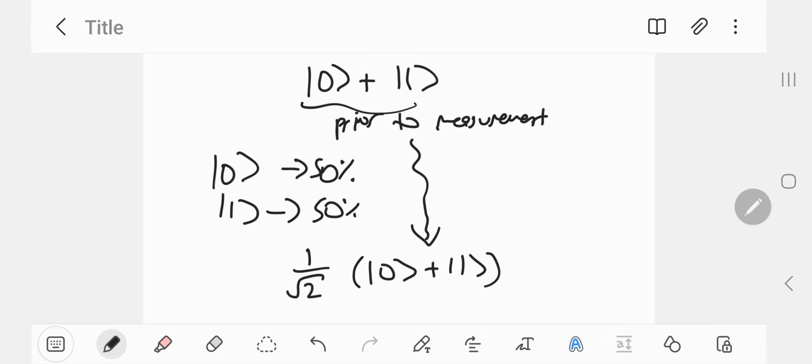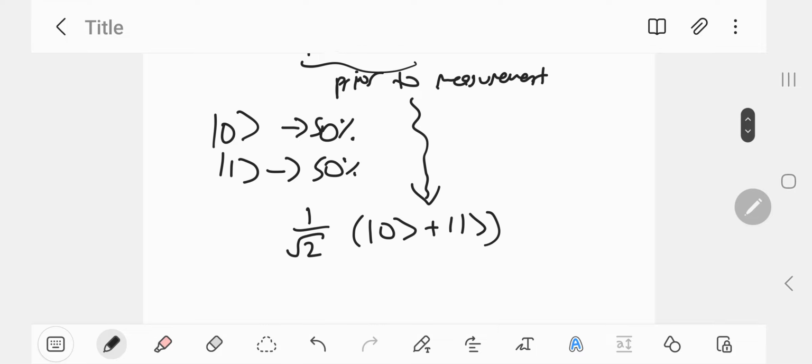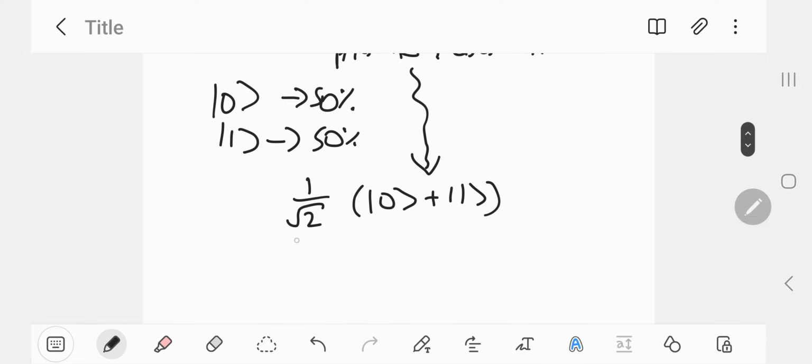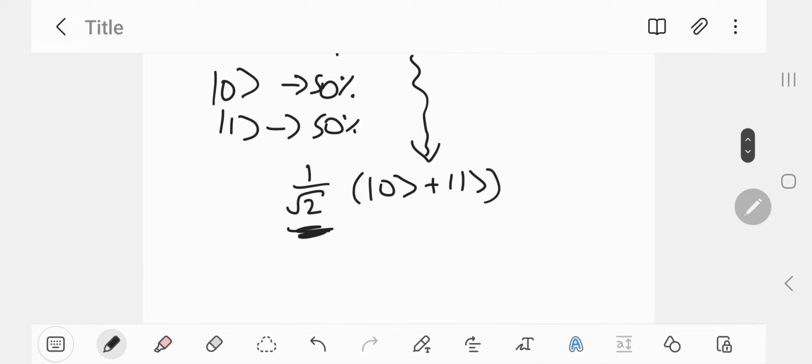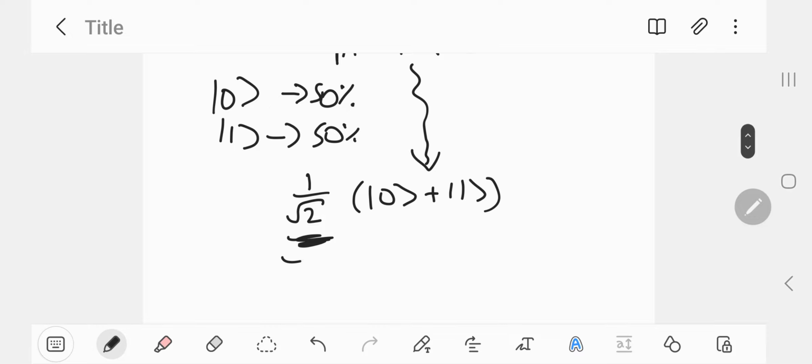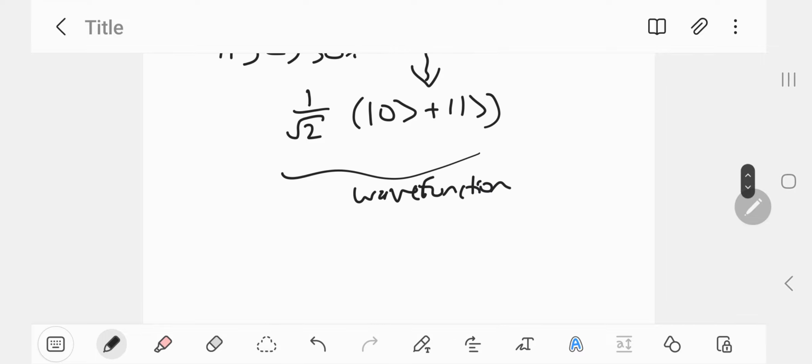So I've put a 1 over the square root of 2 factor out the front. You might be wondering why this is the case. Well, this is because it'll actually determine the probability of finding the electron in either the spin up or spin down state. It just makes the maths work. And this mathematical expression tells us what's known as the wave function of the electron.